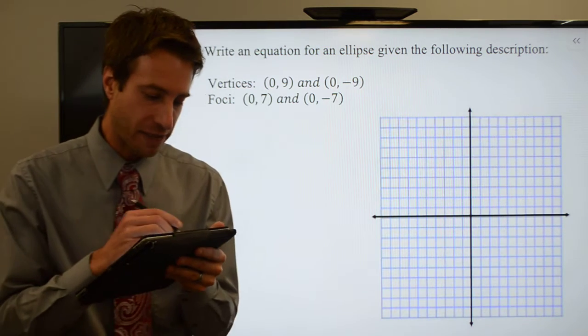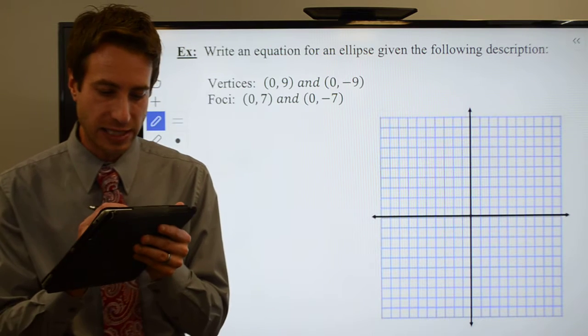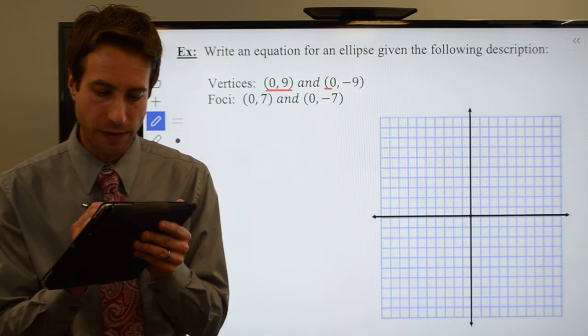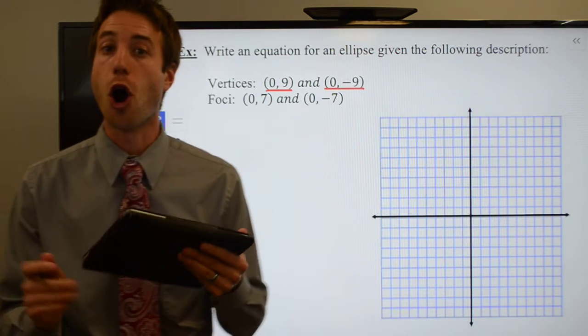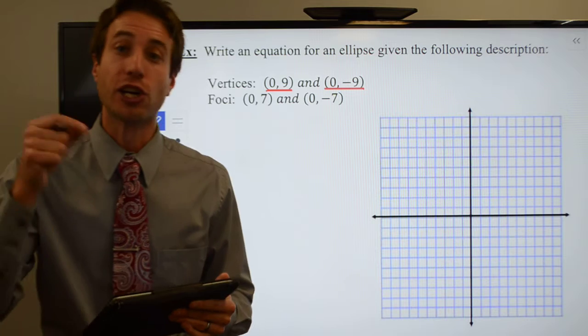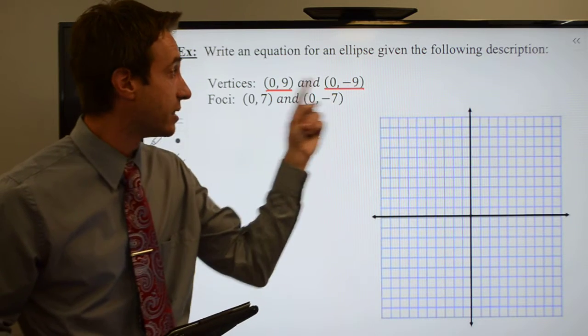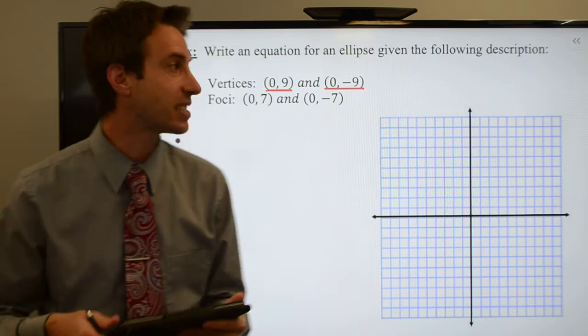So here's what I've got. Vertices. Well, I know vertices, right? Based on the diagram we just saw, graph the vertices in red, vertices are always on the end of the major axis. Co-vertices are on the end of the minor. So these will be the ends of my major axis. Let's see where they're at.